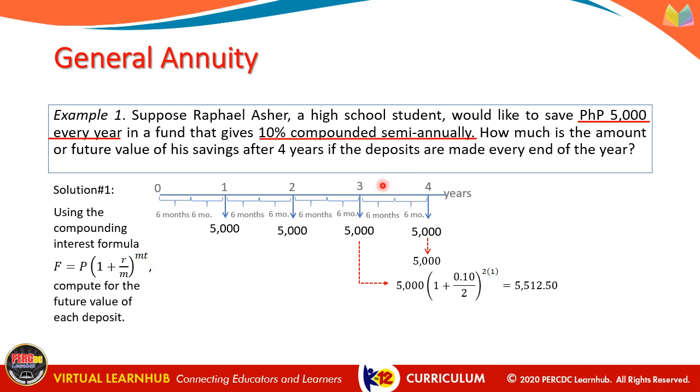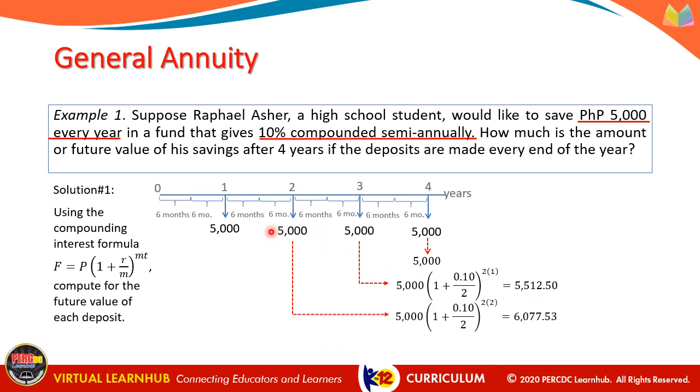Okay? From third year to fourth year, that is 1 year interval. Okay? Notice that the exponent 2 times 1 is equal to 2. That refers to the 2 semi-annuals from third year to fourth year. Pressing this in our calculator, we will have 5,512.50. Right?